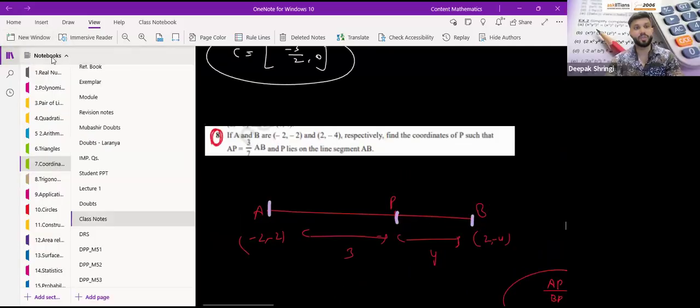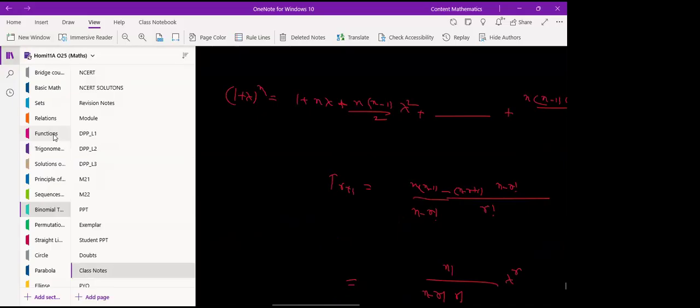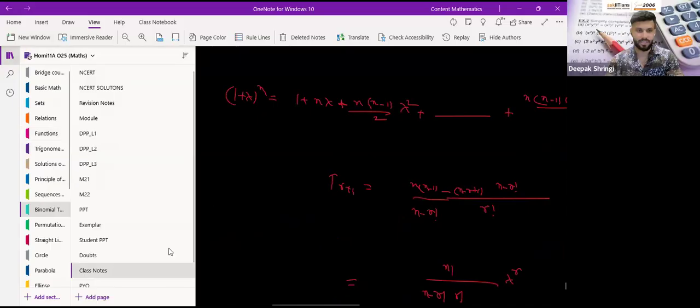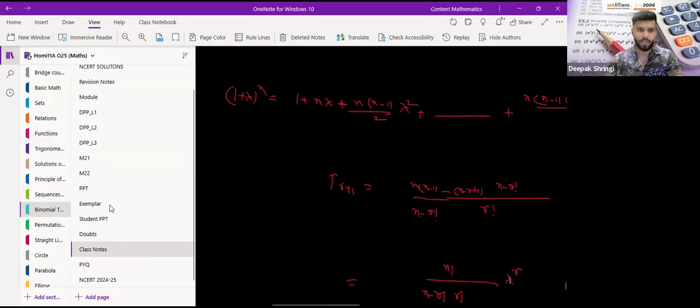Sir, could you please revise the feasibility part, the general method of solving inequalities? Yes, sir. For that you have to wait for the end of the class. Ask me at the end. Right now I'm talking about doubts of binomial theorem, right?